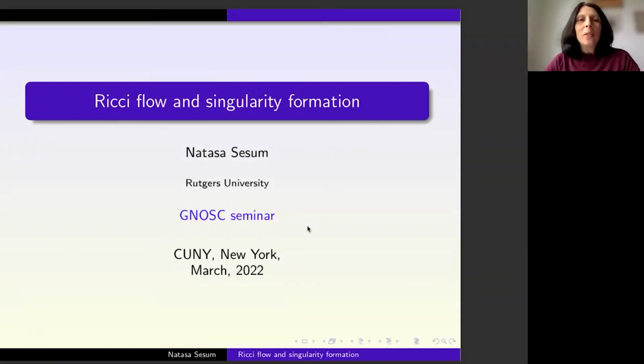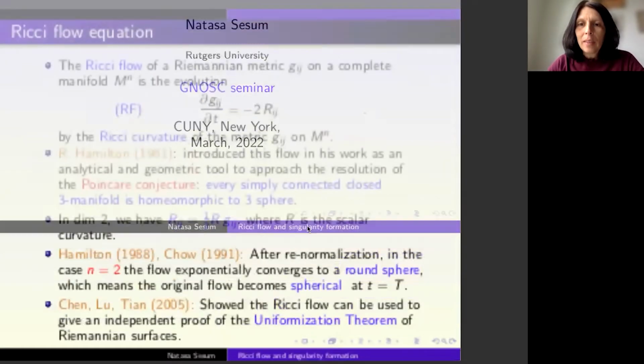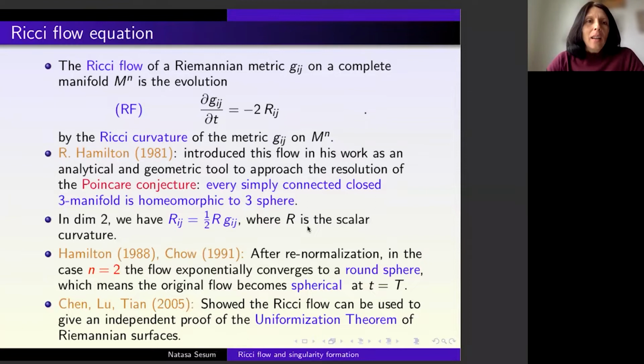So I'm going to introduce the Ricci flow and just say some old results and some newer results, and then at the end I'm going to say something about what we did recently regarding the singularities.